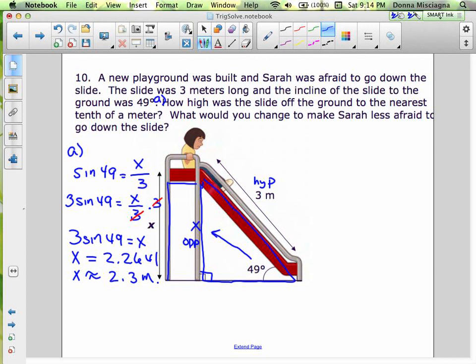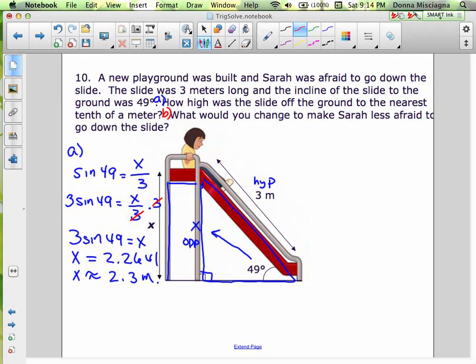Our second question is, what would you change to make Sarah less afraid to go down the slide? So Sarah's afraid, right, because of the height. The height is scaring her. Not the slide in particular, but how high it was. So now, what would change the height of that slide?